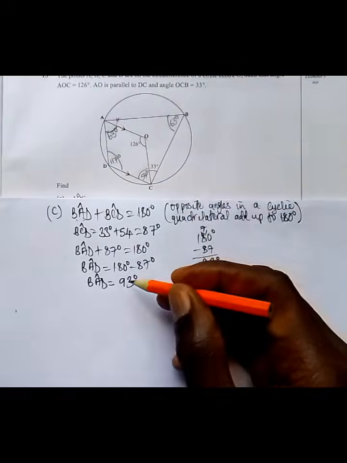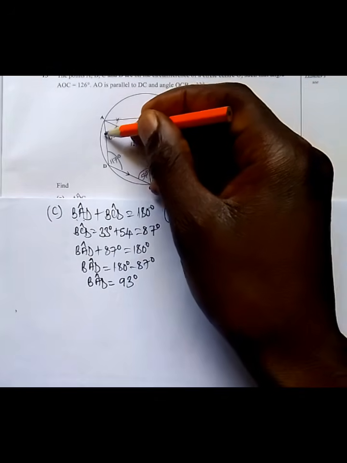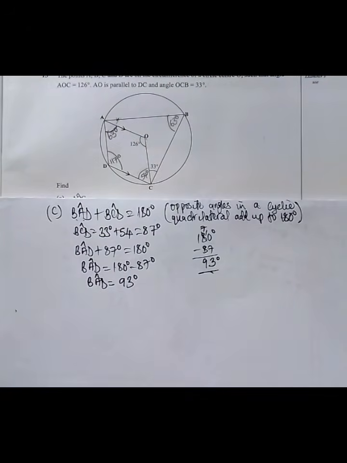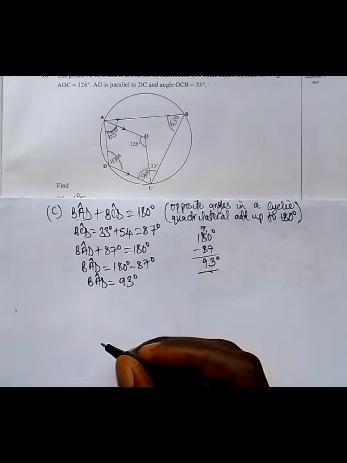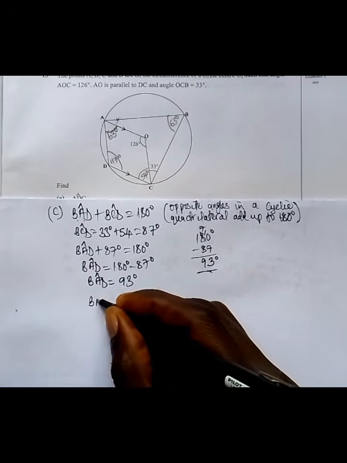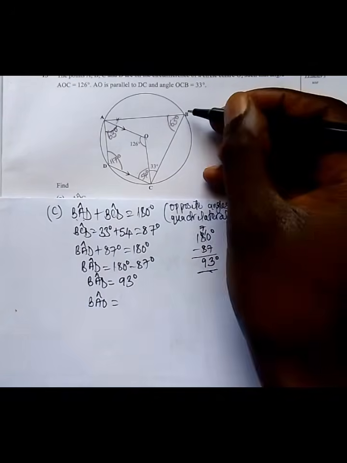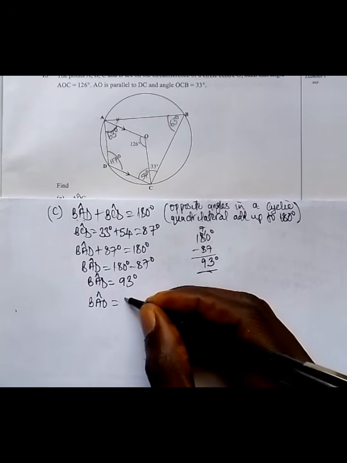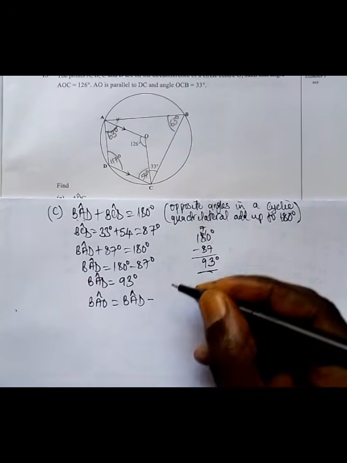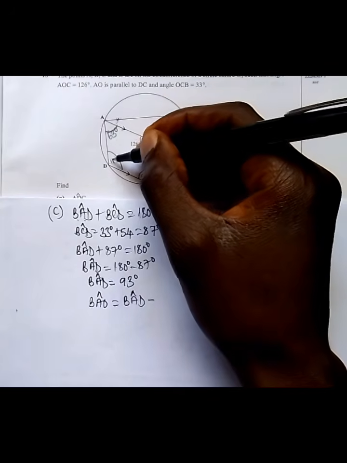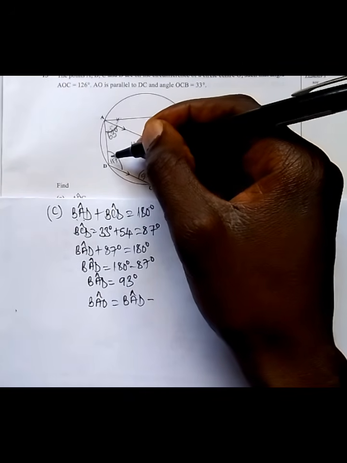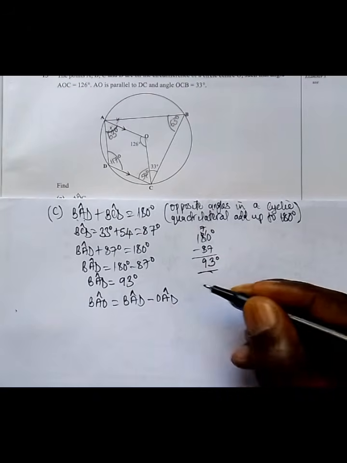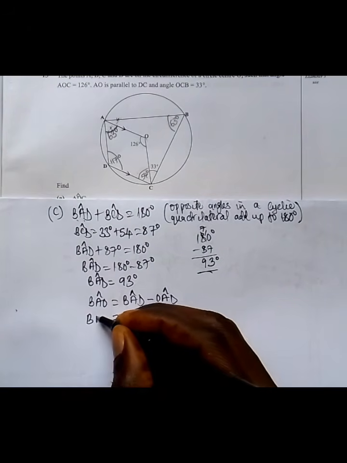Now the full measure that we've come up with for BAD is 93. So if this whole angle is 93, we'll just subtract 63 to get the measure that is supposed to be there. So BAO is BAD, the full measure that we calculated, 93, subtract the measure which we've come up with here from allied angles, because of the relationship between 117 and that one, which is angle OAD. If we subtract these two angles, we'll get angle BAO.